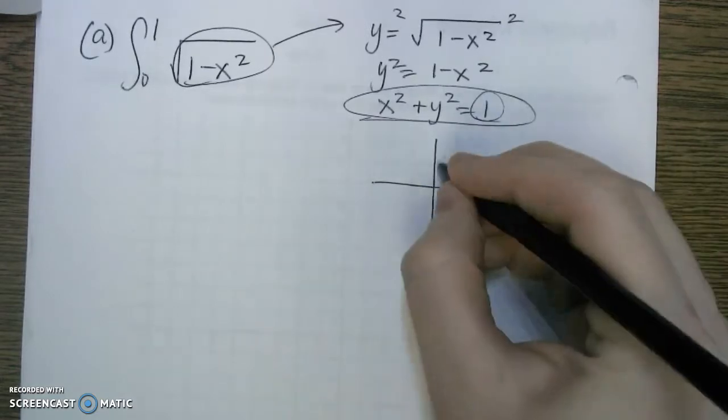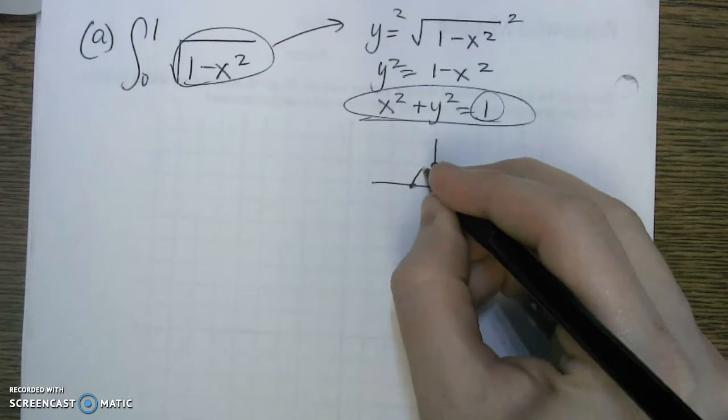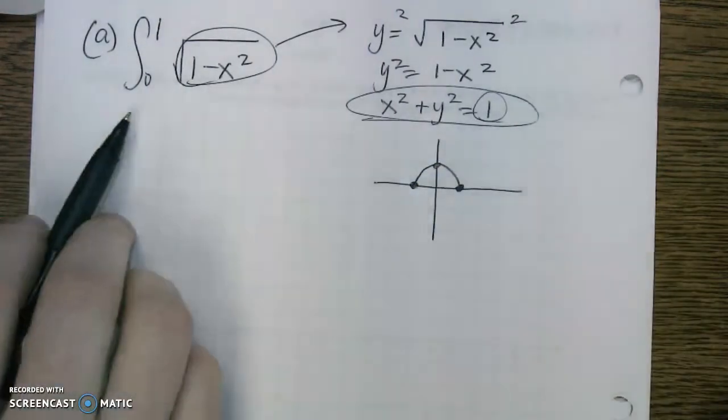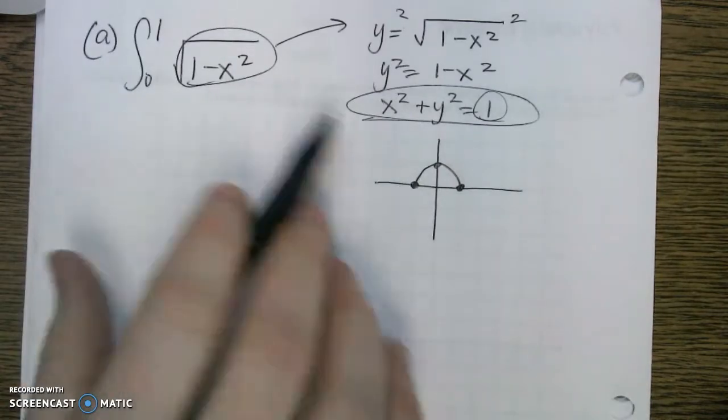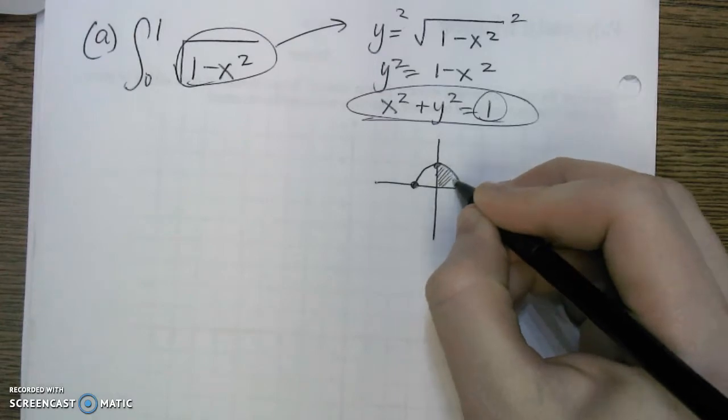So they've given me a circle, but remember it's just the positive side of the circle. So if we draw a circle of radius 1, but they just want the positive, it'd be the semicircle. And so that's the function that they give you. And then they want the area from 0 to 1. So they want this area here.